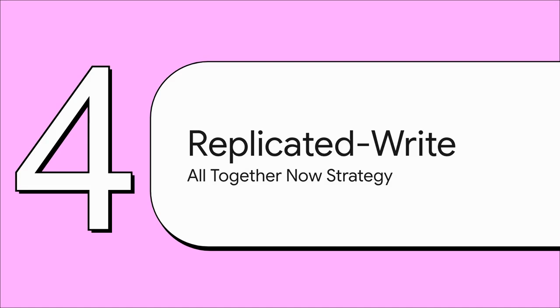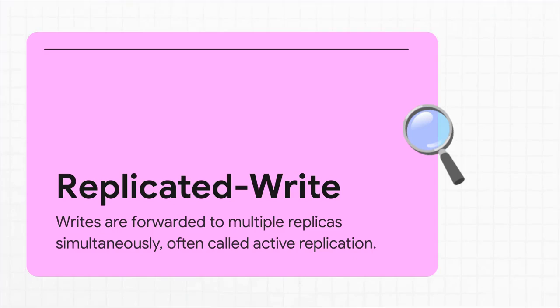That brings us right to our next category, replicated write protocols, which take a completely decentralized approach. So instead of having a single primary, a write operation is sent to multiple or sometimes even all replicas at the same time. This is often called active replication. But the huge challenge here is making sure that every single replica performs these operations in the exact same order. If they don't, their data will just drift apart into chaos.